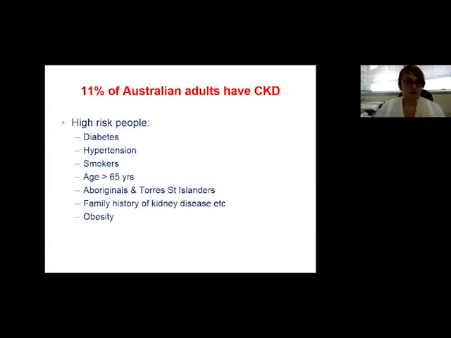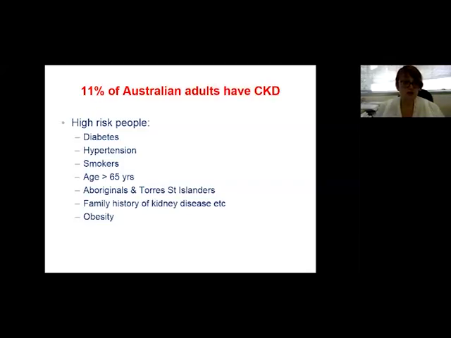So just as a little way of introduction, we know that around 11% of Australian adults actually do have chronic kidney disease. It is that common. And obviously people who are at high risk of developing chronic kidney disease have diabetes or hypertension or both. They may be smokers. As you get older, your risk increases. People with Aboriginal and Torres Strait Islander background have a far greater risk of developing chronic kidney disease than the average Australian population. If you have a family history of kidney disease, you're more likely to develop chronic kidney disease.